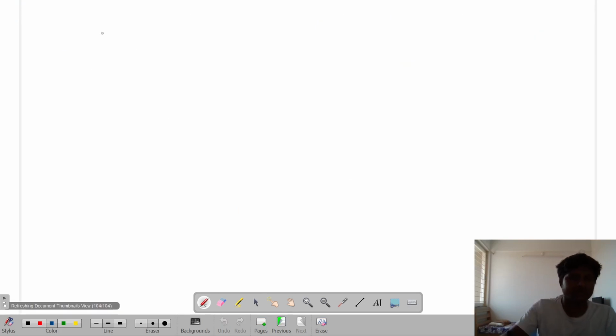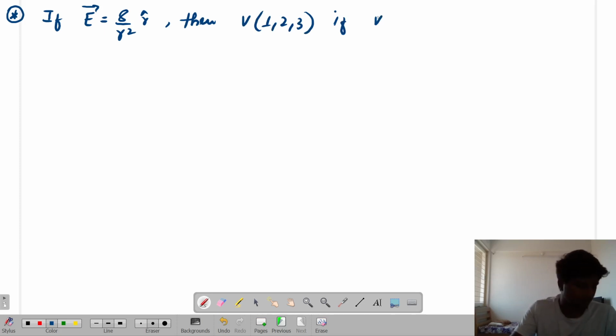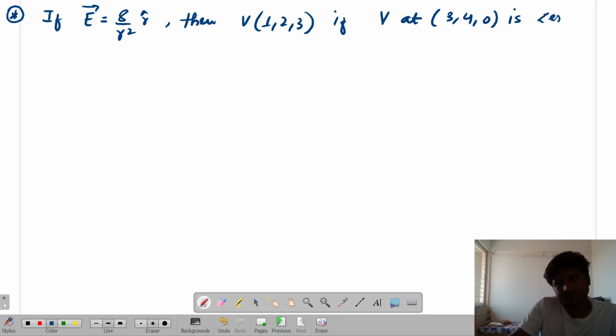One more question you try it. It says that if E is equal to 8 by r square r cap, then V at 1 comma 2 comma 3, if V at 3 comma 4 comma 0 is 0. Now you do this question.